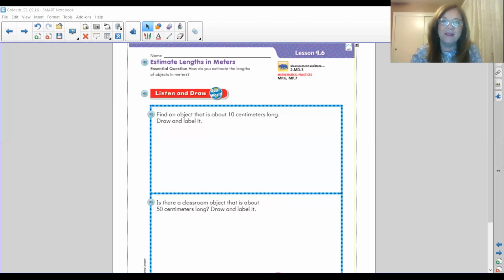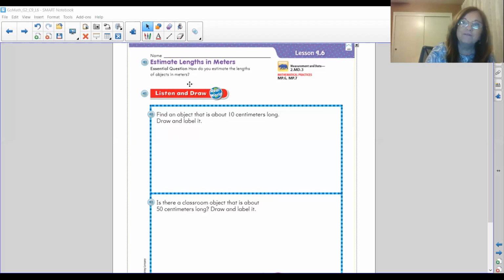Okay, so here we are with our paper. Hopefully you have your lesson 9.6 in front of you. And if you don't, you can just follow along. So today we are estimating lengths in meters. So our essential question is, how do you estimate the lengths of objects in meters?